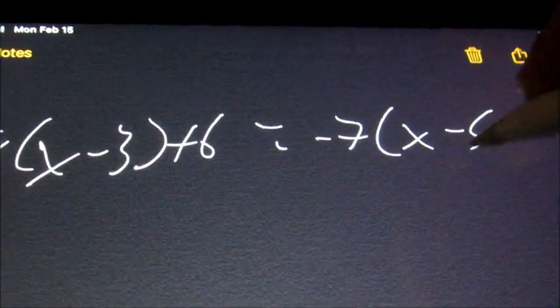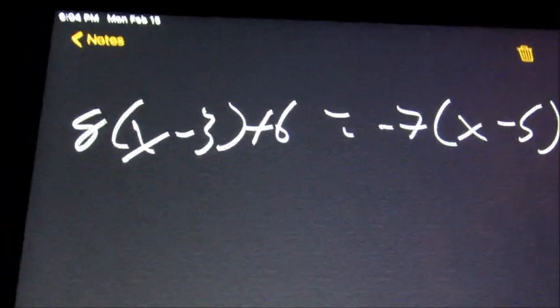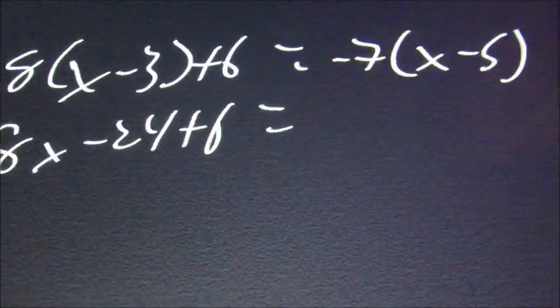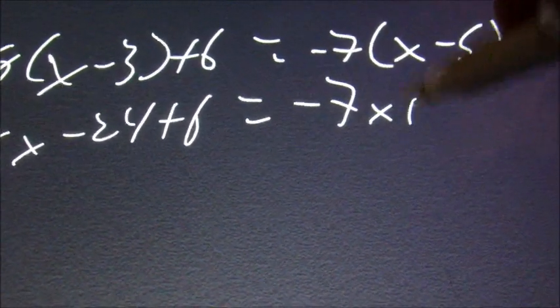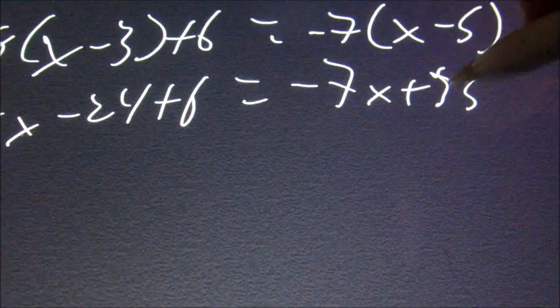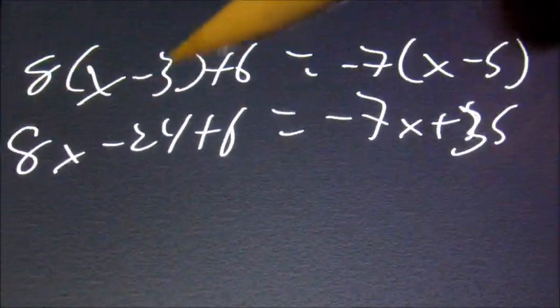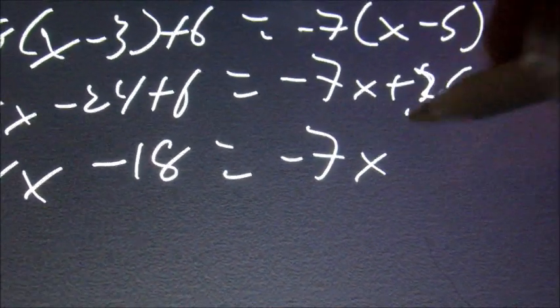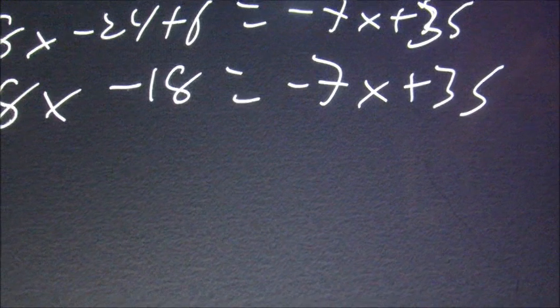in parentheses, x minus 5. Okay, so now I'm going to distribute the 8 and the -7. I'll have 8x minus 24 plus 6 equals -7x plus 35. So I combine like terms on this side. I'll have 8x minus 18 equals -7x plus 35.